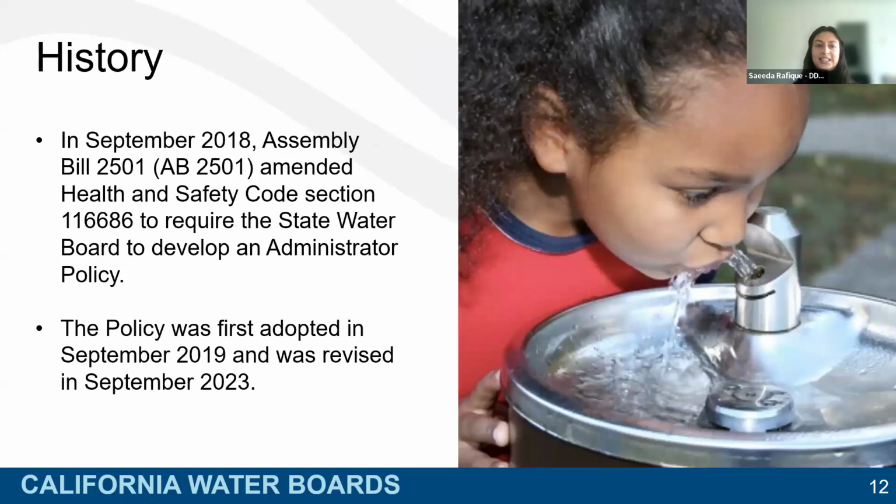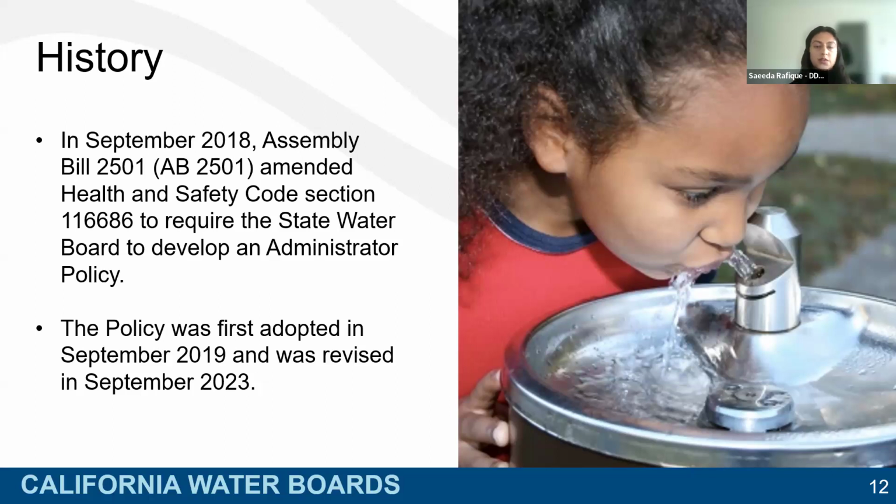So how did the administrator program come about? In September of 2018, Assembly Bill 2501 amended Health and Safety Code Section 116686 to require the State Board to develop an administrator policy. There are many disadvantaged and severely disadvantaged community water systems that are not being run efficiently or properly, ultimately leading them to become failing and at risk of failing.